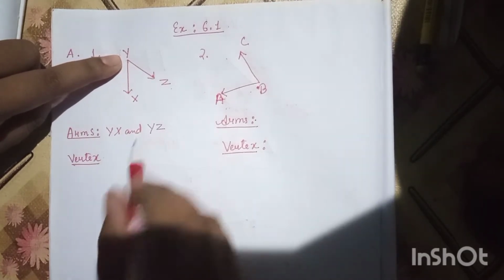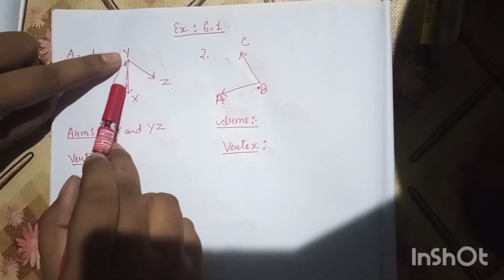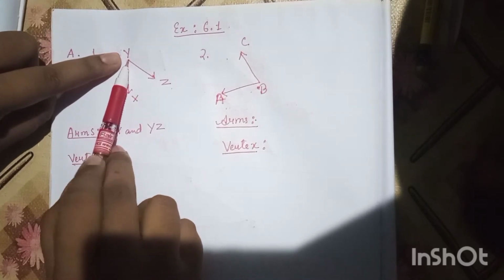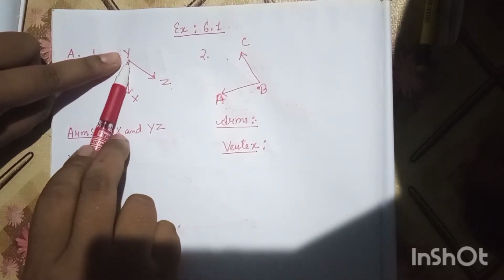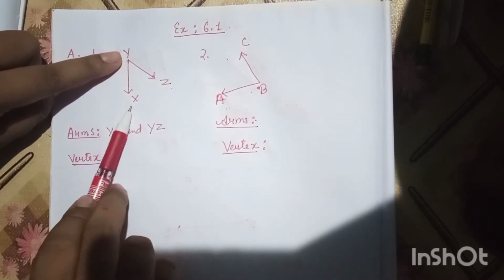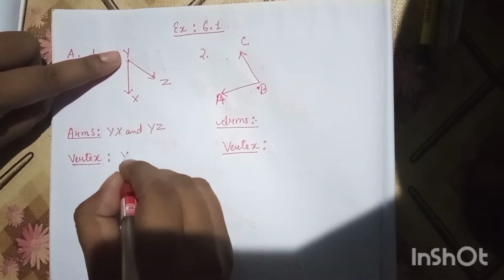Whenever you name an angle, you hold on to the vertex, then it will be easier for you to find the names of the arms. Y, X, Y, Z. So what is the vertex? The vertex is Y.